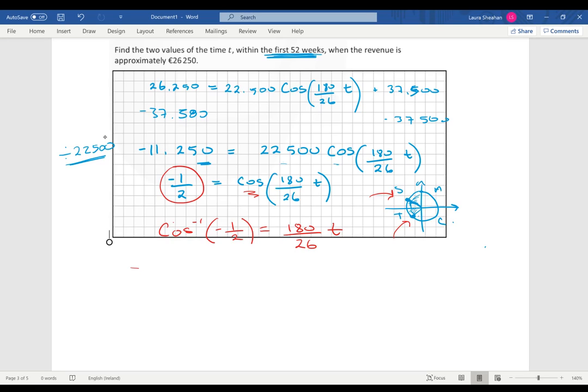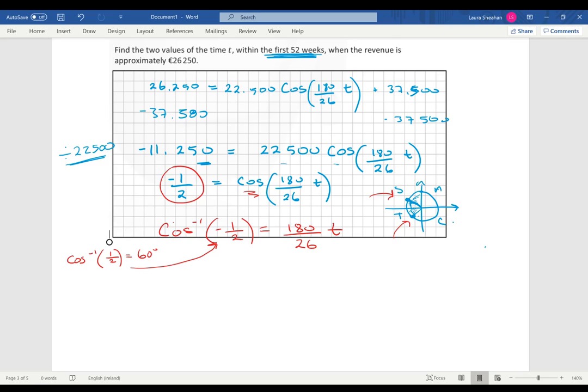So when I'm looking at this, the preferable way would be to look at your table. Plus, if you're going to use radians here, your table is certainly going to be much easier. But first of all, if you're going to use your calculator, ignore the minus sign. So what you would put into your calculator is simply cos inverse of 1/2. That will give you your reference angle, which is 60 degrees.